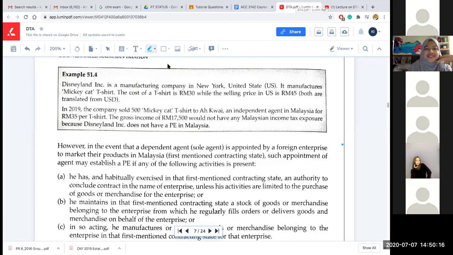Madam, not sure. Very safe answer. Okay. Yes, in this case Disneyland Incorporation is a non-resident person. Number 2 is whether the income is subject to the scope.